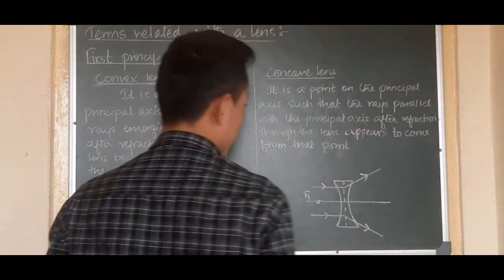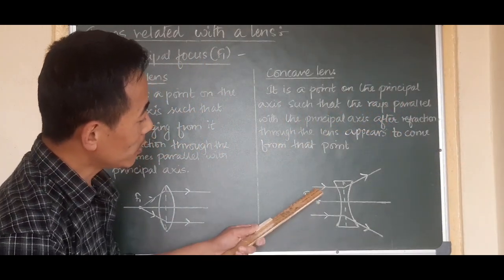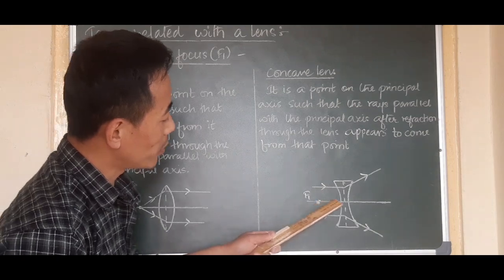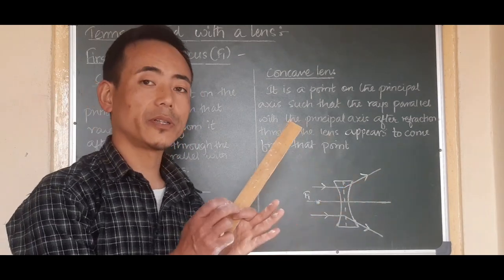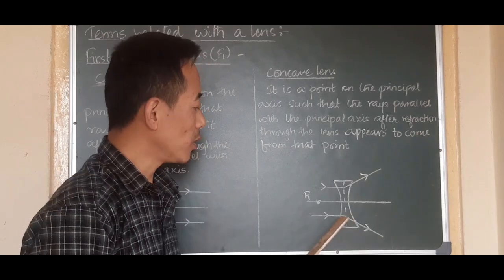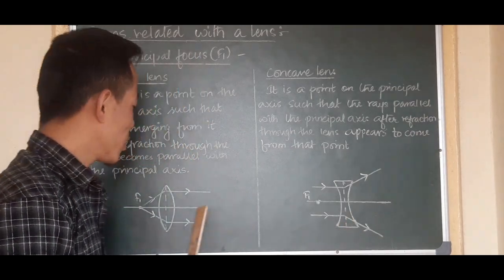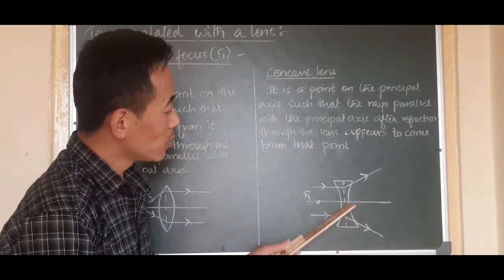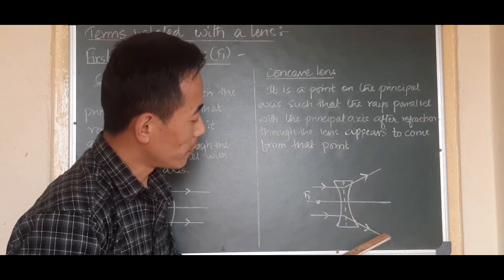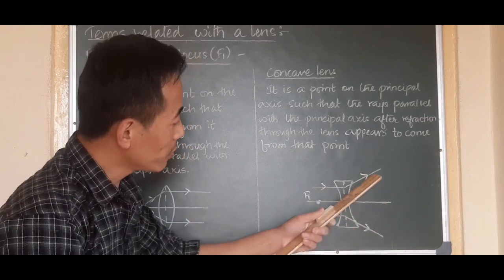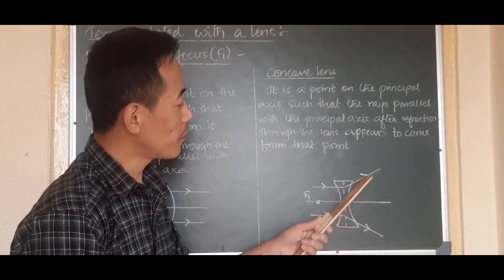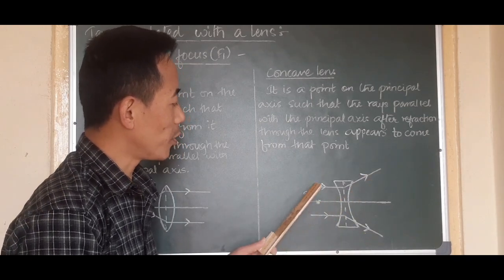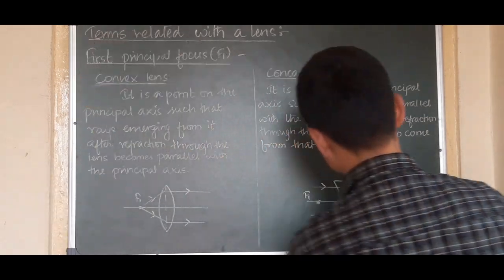Now for a concave lens, you can see these are the incident rays which are parallel with the principal axis. And after refraction, they get diverged. Diverged means they go in different directions. That's why we call it a diverging lens, and this one we call a converging lens. So these refracted rays go in different directions. Now if we produce these refracted rays backwards, then it will appear as if these refracted rays are coming from the point F1. So let's draw this here.